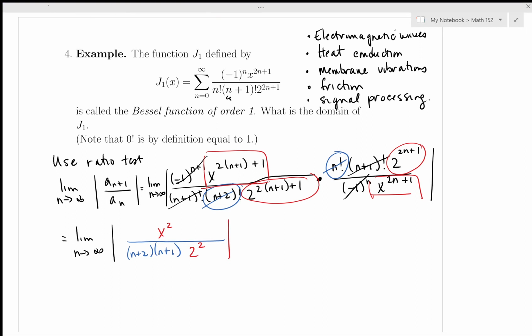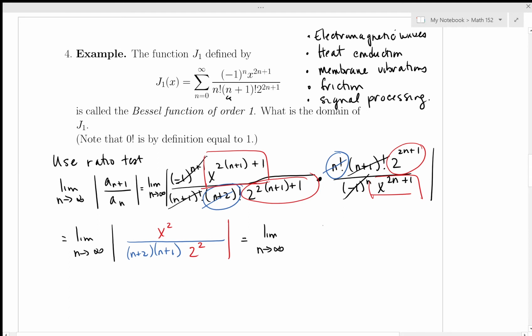Go slowly when you do these simplifications. It's easy to lose something, and then of course the entire conclusion can be wrong. If you lose an n plus 1 or something like that in this calculation, you're toast. Okay, so let us look then at what we're doing.